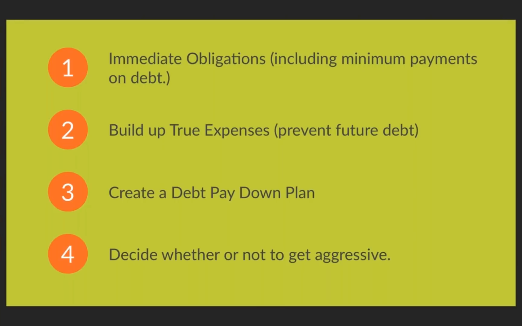I'm sure some of you can do more and maybe even get really aggressive, but I'd love to know where you feel you're at in this process. Are you going to focus on immediate obligations, true expenses, or are you ready to get really aggressive? Why don't you type on over? I'd love to know where you feel you're at.